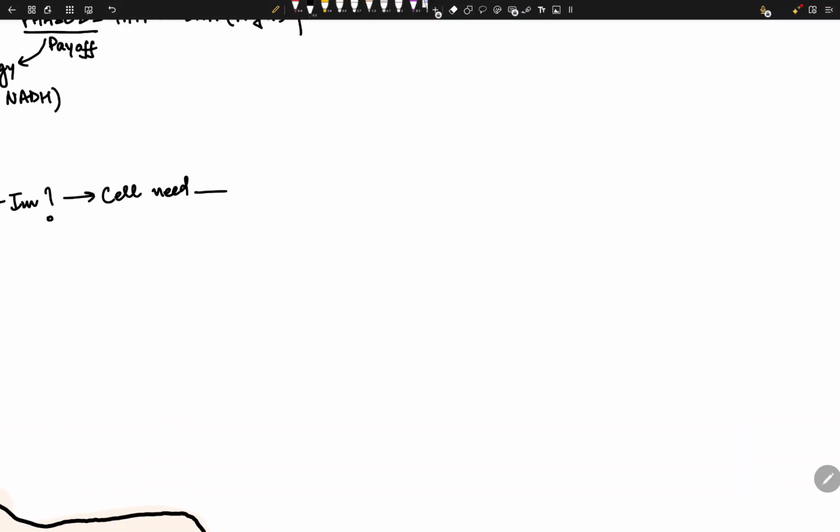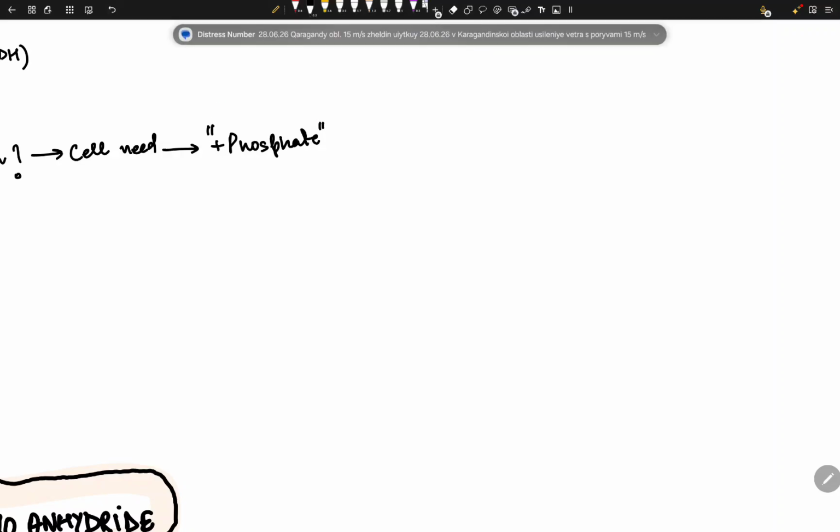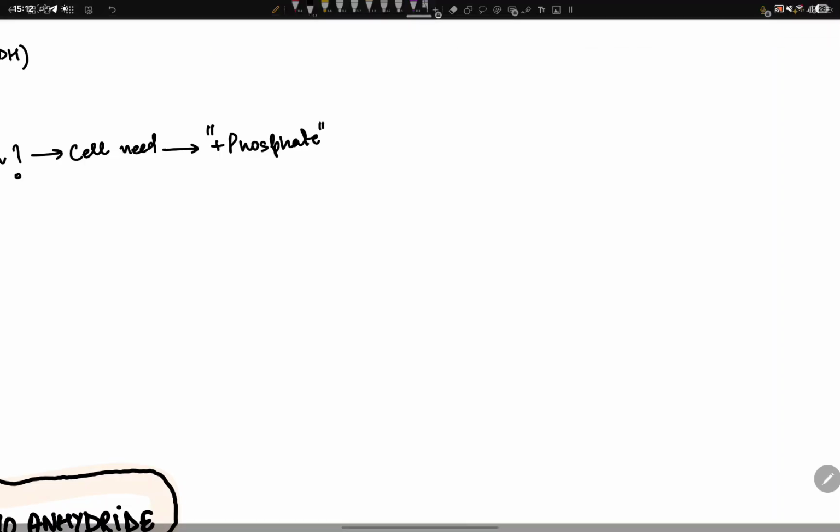How will it change? The cell will put a phosphate, right? Now the thing with phosphate is that phosphate is PO4 negative. This negative means that it is charged. Once you add this phosphate to glucose, or to anything honestly, you make it polar. Once you make it charged, it cannot cross the cell membrane.